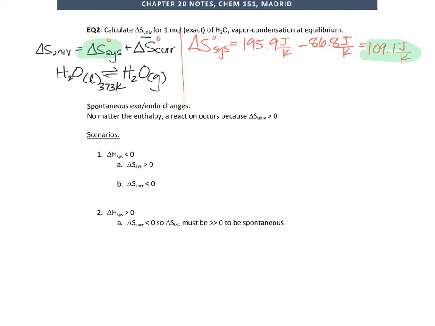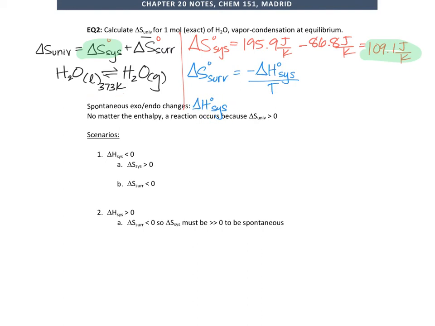We still need to solve for delta S of surroundings at standard state. We know that's going to be negative delta H of the system over temperature, so we do need to solve for delta H of the system. This one's a little different, but since our delta S values don't take temperature into consideration, it's not a huge deal that we are at 373 K.